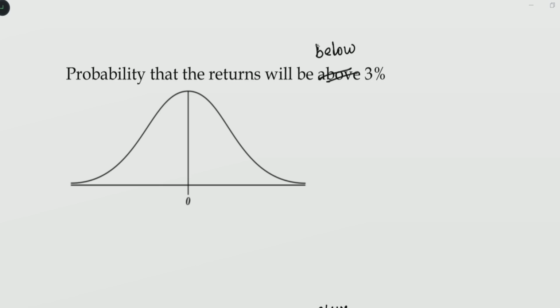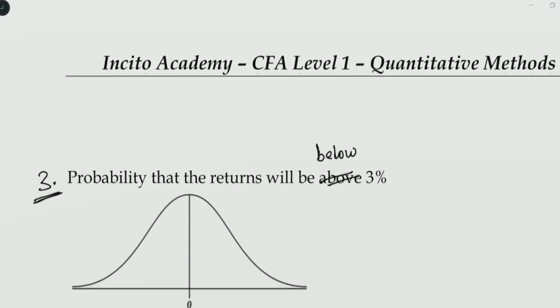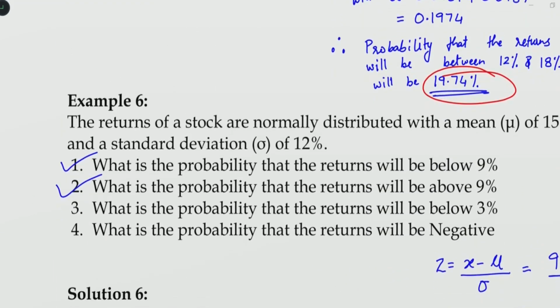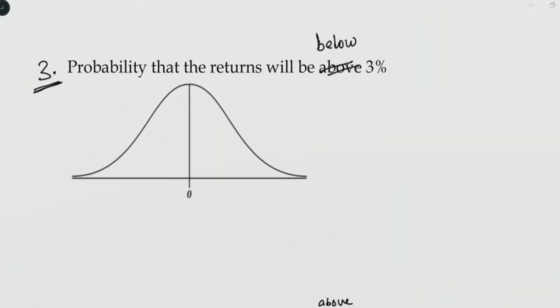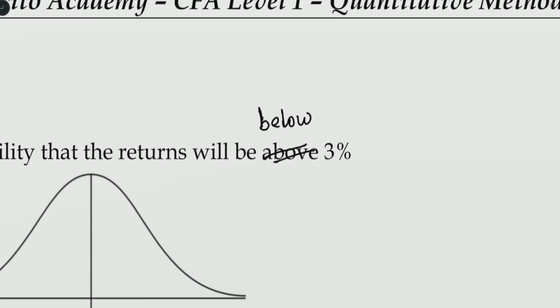Below. And this is the third requirement: the probability that the returns will be below 3%. Let's read the question again. What it is asking is, what is the probability that the returns will be below 3%? So let us first do one thing systematically. We find the Z value for 3% returns.